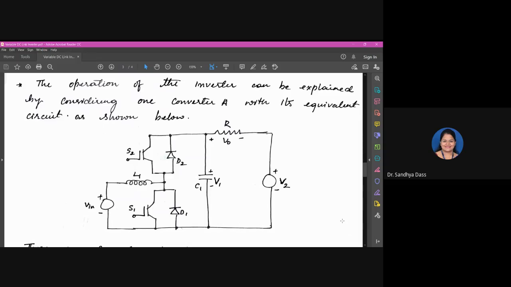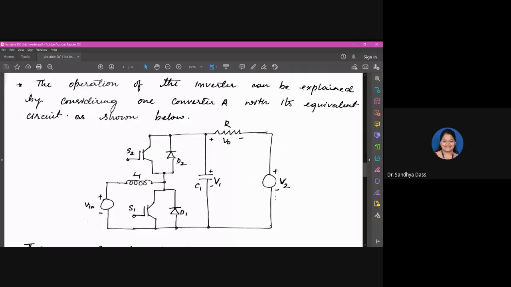Note the changes there and the rearrangement, where you are considering only converter A. If only converter A is used, the operation of the inverter is explained using the equivalent circuit of converter A.